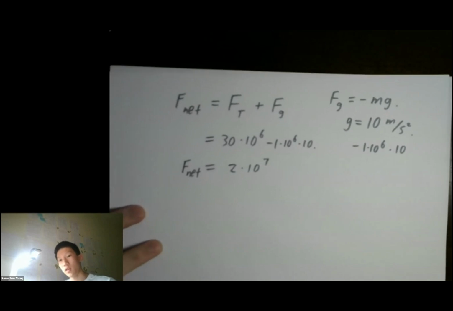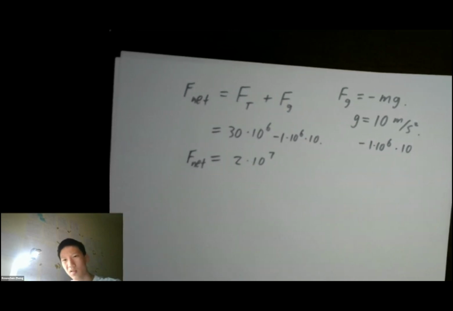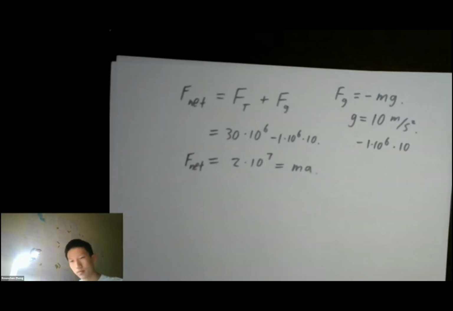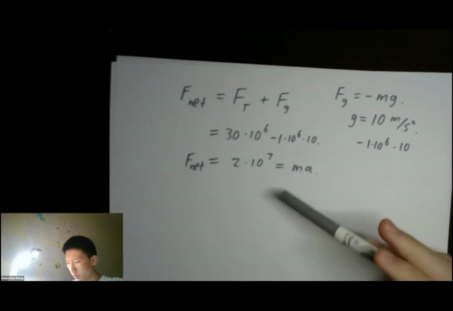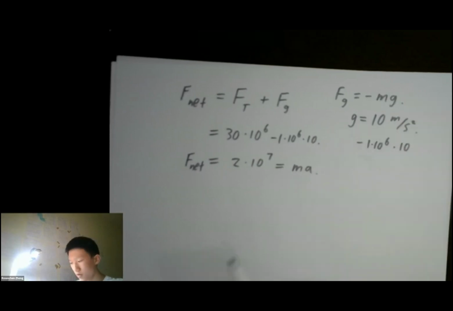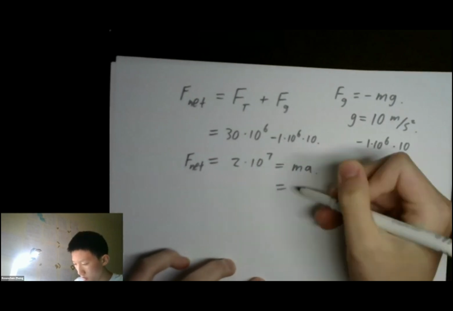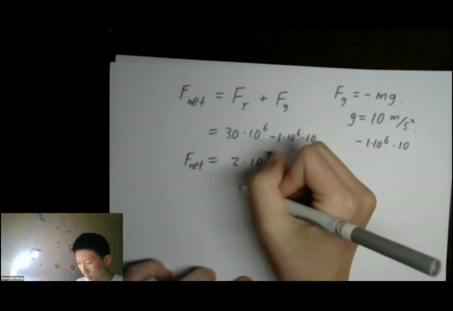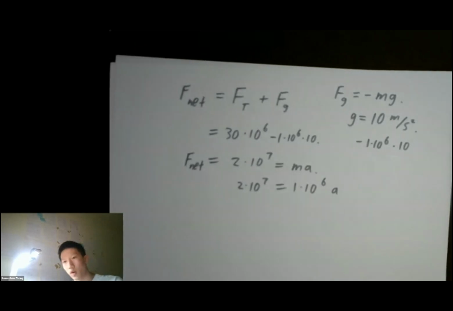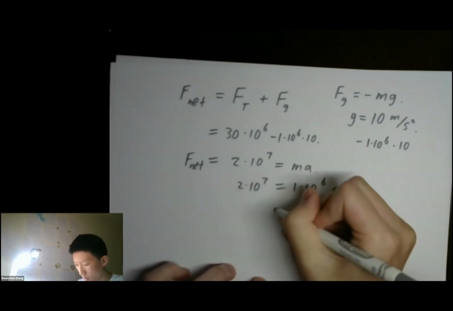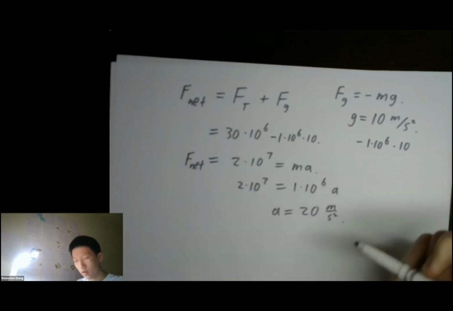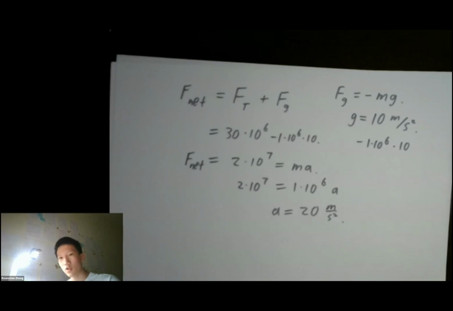And if you remember Newton's second law, what does it say? It says net force is equal to the mass times the acceleration. We don't know the acceleration, but we do know the mass. The mass is 1 times 10 to the 6. Acceleration is what we're trying to solve for. 2 times 10 to the 7 is equal to 1 times 10 to the 6 times the acceleration, which means acceleration has got to be 20. And units, that's meters per second squared.